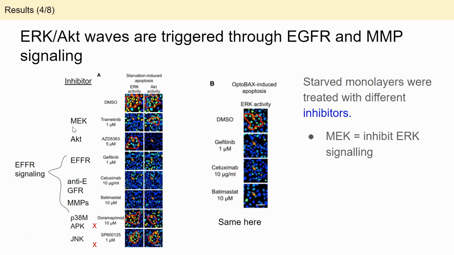So from here they know that MEK actually inhibits the ERK gene signaling, and then it is sent to the AKT. From here the result shows that these first two are mutually exclusive to each other, which means that MEK is able to inhibit the ERK activity but not the AKT activity.